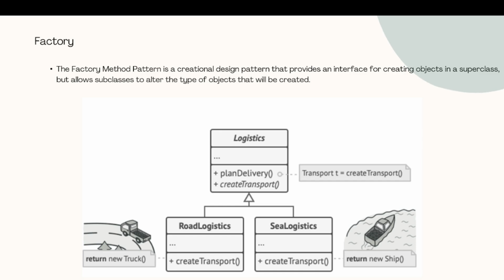So factory is a design pattern. It provides an interface for creating objects in the superclass. So you can create some object in the superclass, but it allows the subclasses to determine the type of objects that can be created. So the object will be created, as you can see in the diagram.